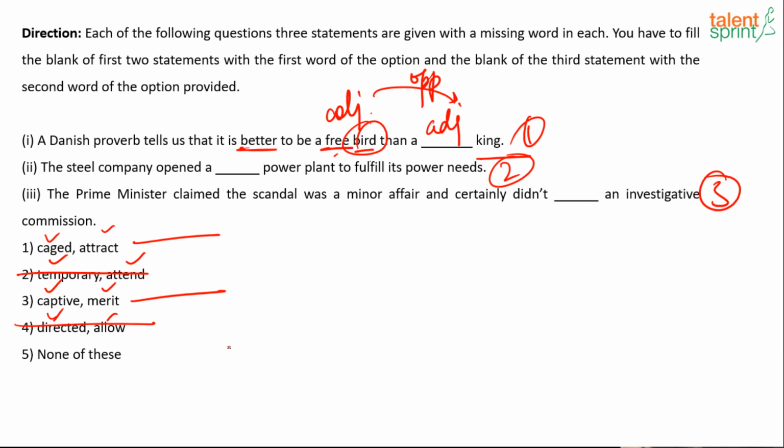Okay, let's look at the word captive. Captive has 2 meanings. Generally it will be like this: both the statements will have the same word, but somehow they will be homonyms, not having the same meaning, having different meanings. Same word having 2 different meanings.